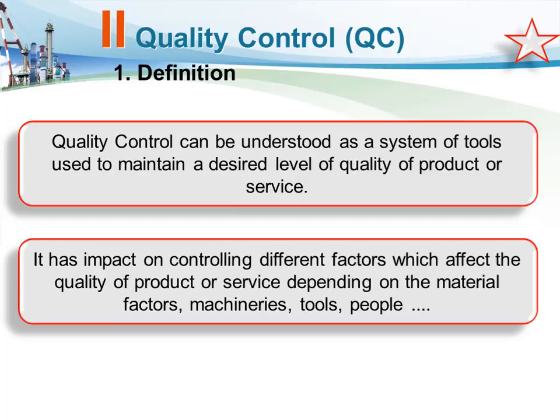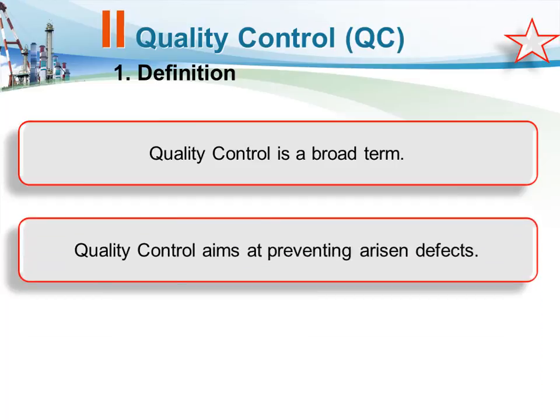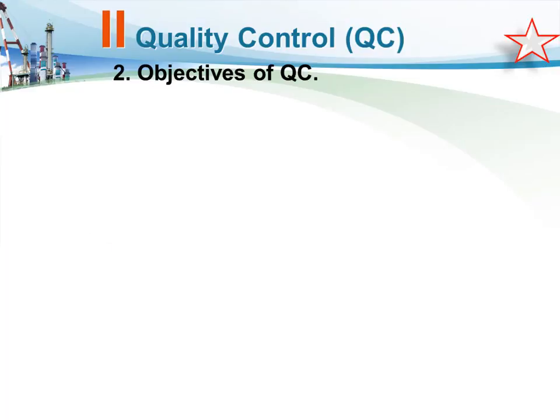First definition. Quality control can be understood as a system of tools used to maintain a desired level of quality of products or service. It has impact on controlling different factors which affect the quality of product or service, depending on the material factor, machinery, tool, people. Quality control is a broad term, and quality control aims at preventing arising defects. Quality control is the process of controlling, regulating.